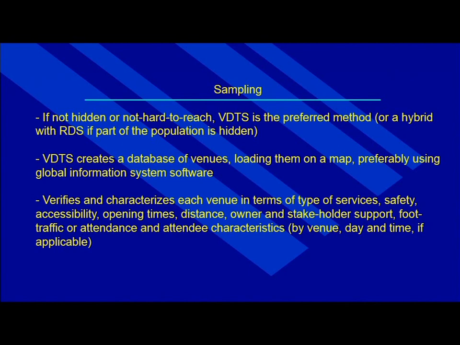Another method that has come to the front in more recent years is respondent-driven sampling, or chain referral sampling. What we do in VDTS, or sometimes we can do a hybrid with RDS, if some of the population is actually hidden and another part is not hidden, so that has been done. But in VDTS, we create a database of venues, and I'll show you a little bit about that. We load them on a map, preferably using geographic information system software.